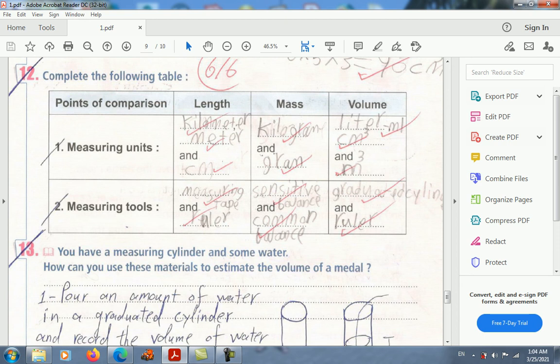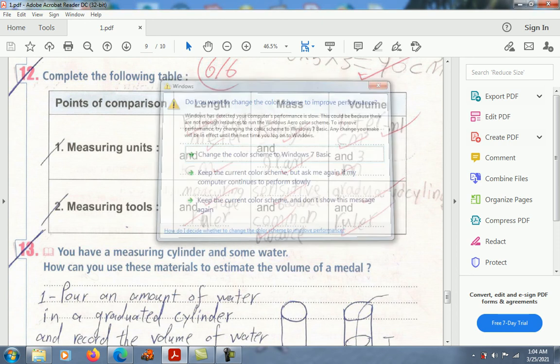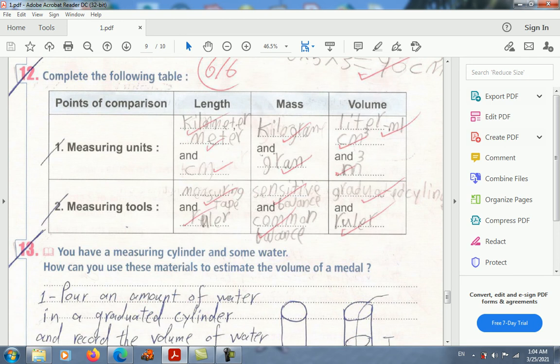So let's go to measuring tools. For length, we have the measuring tape and ruler. For the mass, the measuring tools are the sensitive balance and the common balance. For the volume, the measuring tools are the graduated cylinder and ruler.